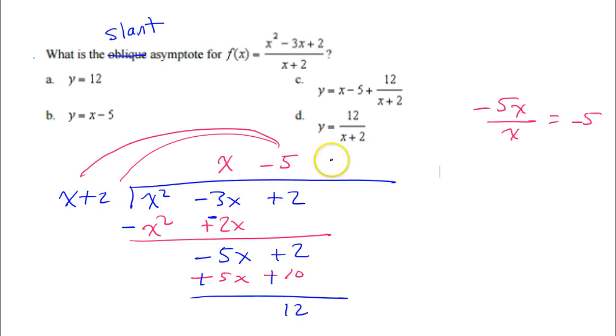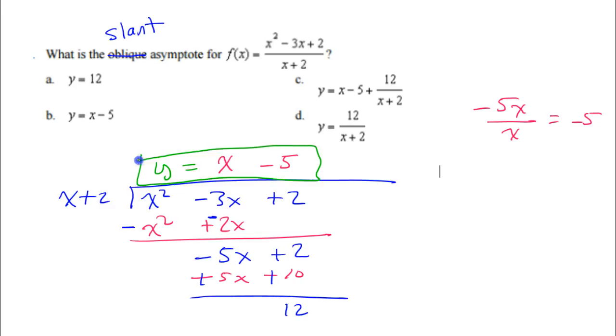Okay, so the remainder does not get involved when you're doing the slant asymptote. So the slant asymptote is just going to be this part, y equals x minus 5. The remainder of 12, there should be a remainder.